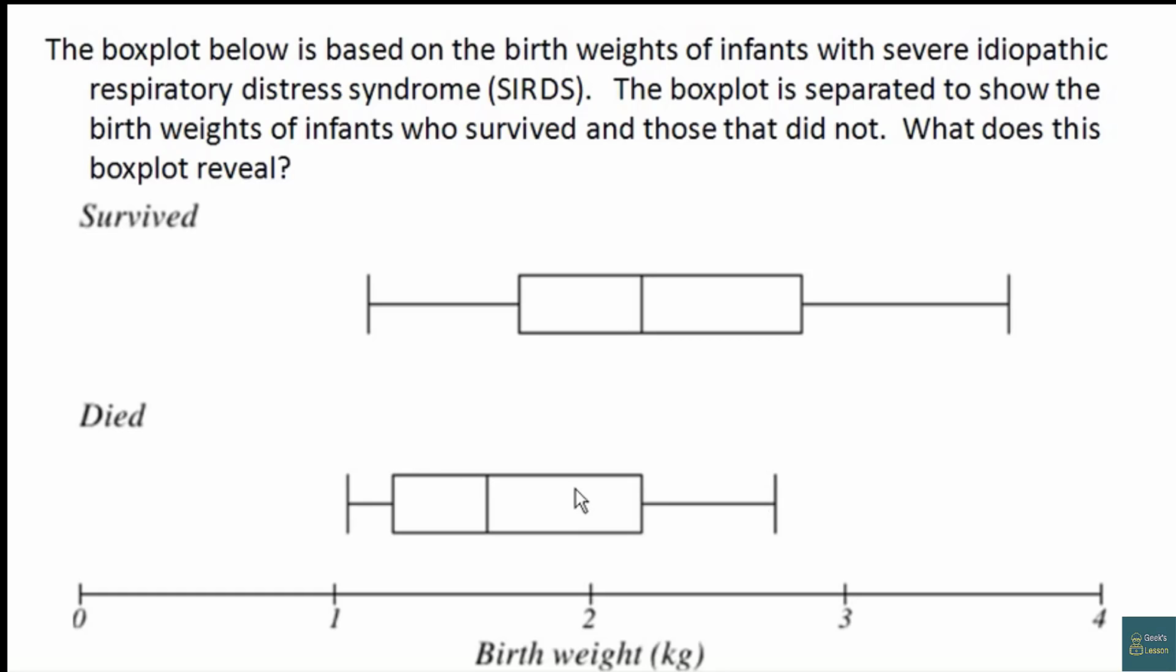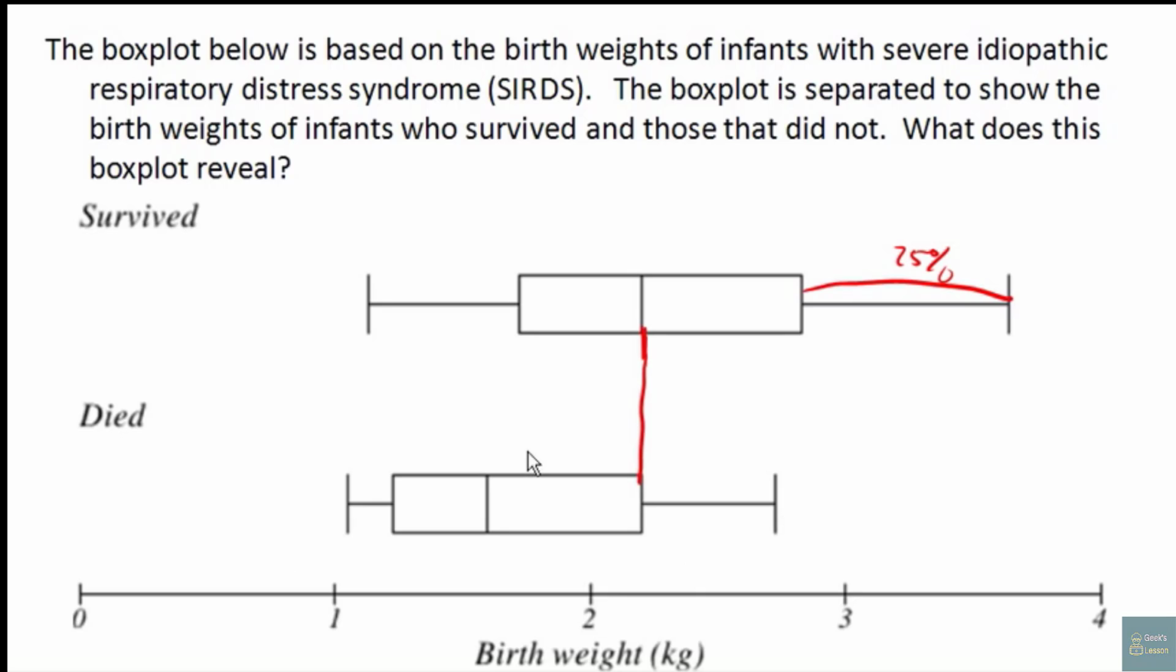In fact, we can see that the median birth weight of those that survived is about the same as the quartile 3 of birth weight of those that died. So this means that, for example, here, this is 25% of infants that survived. 25% of infants that survived were heavier than all of the infants that died.